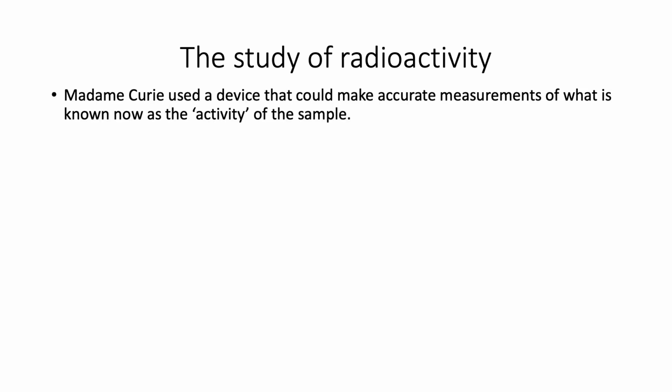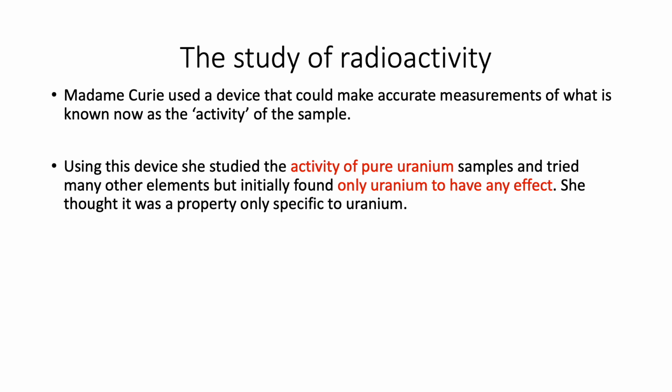Now, let's look at a study of radioactivity by Madame Curie. She used a device that could make accurate measurements of what is now known as the activity of the sample. So how active is the sample in terms of its radioactivity? Using the device, she studied the activity of pure uranium samples and tried many other elements, but initially found only uranium to have any effect, that is, the ability to charge the air around it, which is normally a poor conductor.